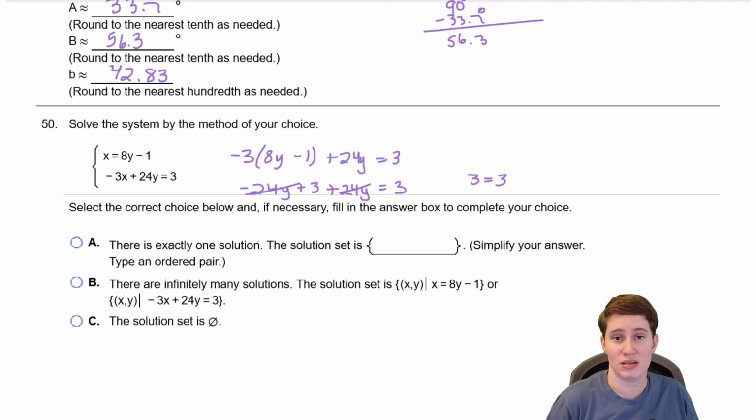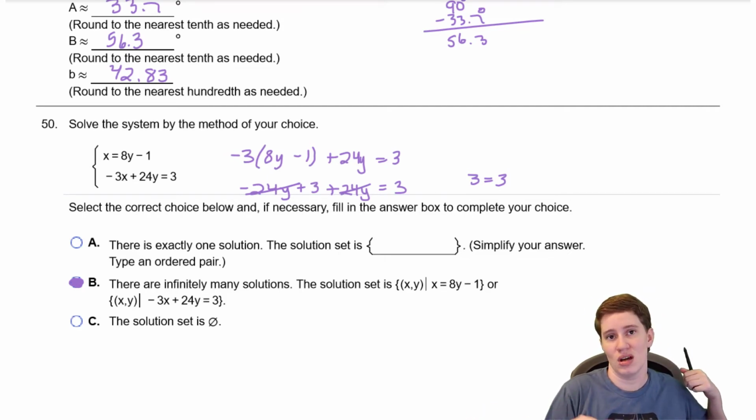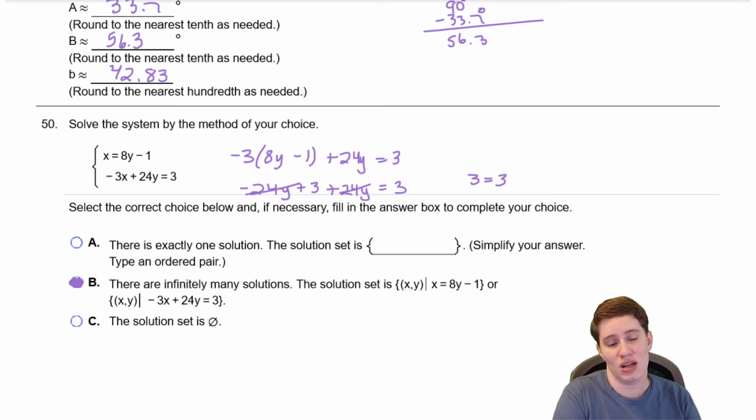That is a special case. If 3 equals 3 is true, which it is, 3 does equal 3, that means that there are infinitely many solutions. So that is one of our options here. That's option B. And essentially the rest of this is saying, hey, there's infinitely many solutions. The solution set is anything that works for this system of equations, which is not a super helpful thing for them to have told us. If you have more complicated equations that give you infinitely many solutions, there are sometimes ways to make them easier, but this is not one of those cases.